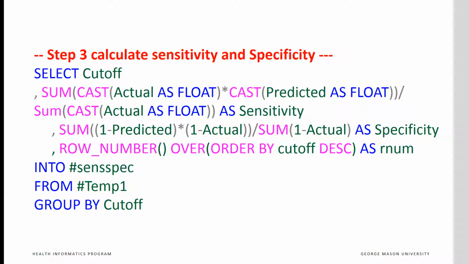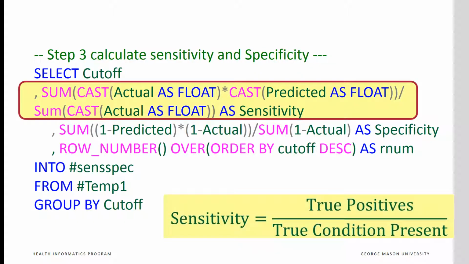In step 3, we calculate the sensitivity and specificity. Sensitivity is calculated as true positives divided by the number with the condition. True positives is the number where both the actual and predicted fields are set to 1. This is calculated as the product of the predicted and actual fields. The product is only 1 when both are 1.